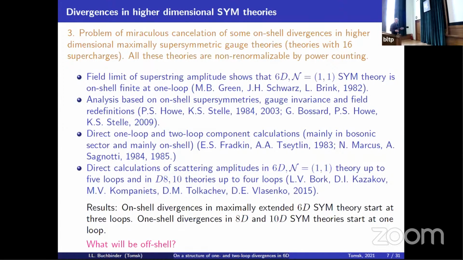They studied the structure of divergences in 6, 8, and 10 dimensions up to 4 loops. Generally, it looks like on-shell divergences in maximally extended 6-dimensional super-Yang-Mills theory start at 3 loops. On-shell divergences in 8-dimensional and 10-dimensional super-Yang-Mills theory start at 1 loop. And there is a natural question: what will be off-shell? This is just the aim of my talk.